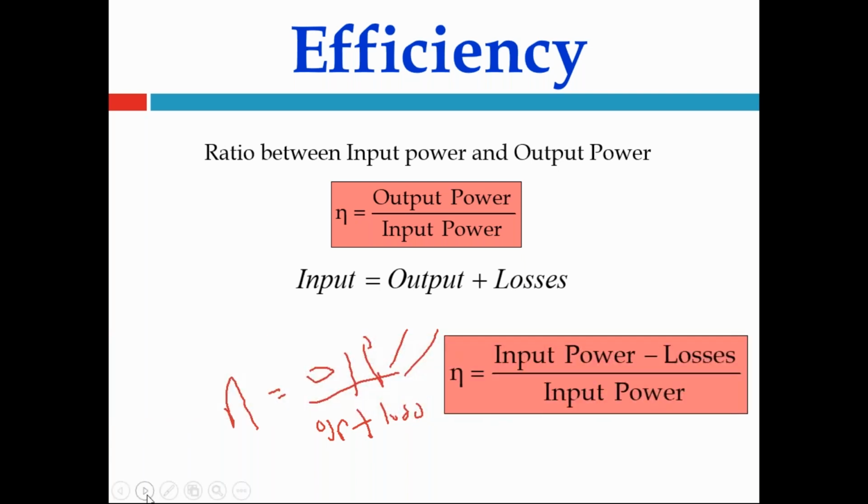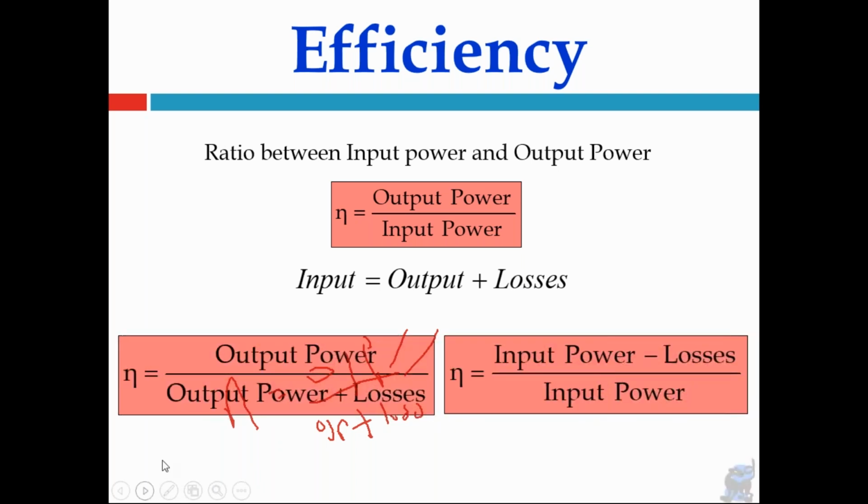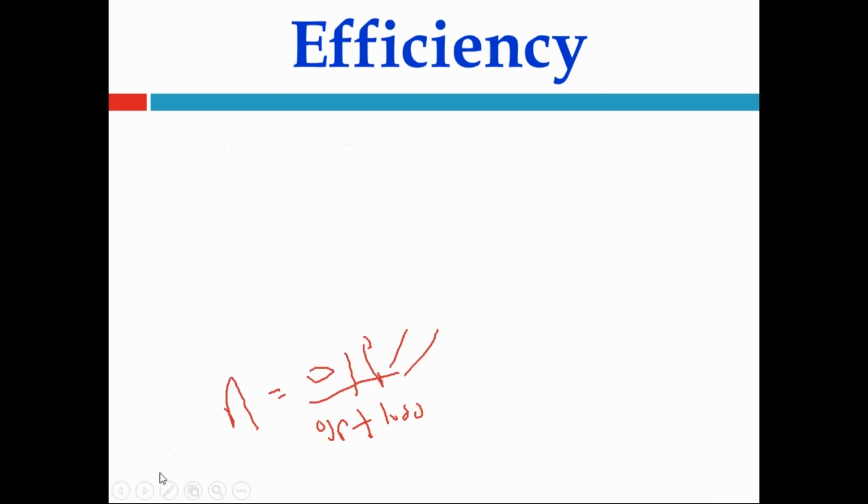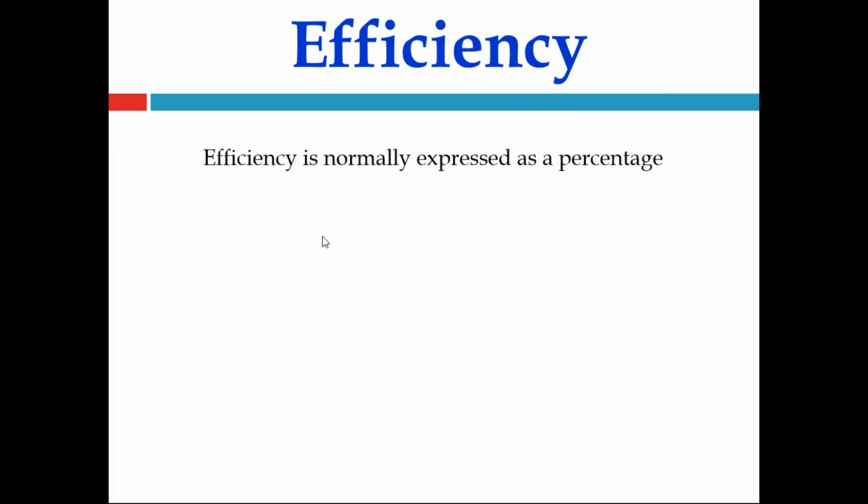In terms of input, we can represent efficiency as input power minus losses divided by input power, and this is in terms of output power. You can use both formulas based on which parameter values you know, because in a transformer the sending end and receiving end are both electrical, so we can use both formulas as is convenient. Generally, the efficiency of an electrical device should always be represented in terms of percentage.